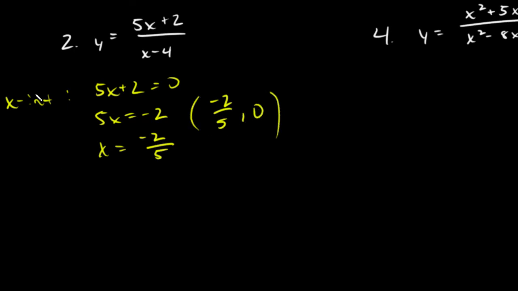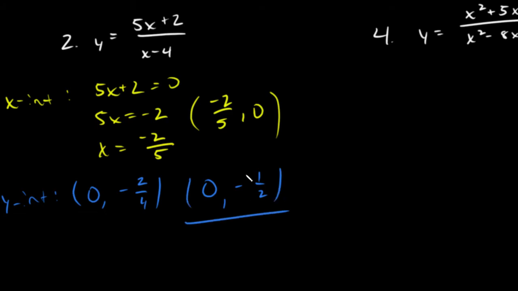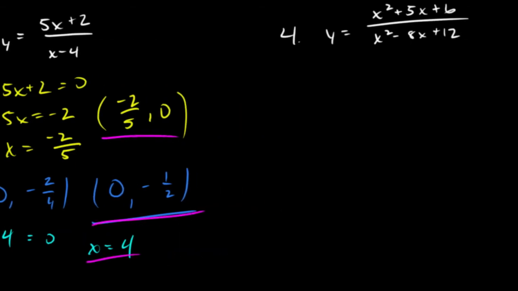0. Boom, done. Then light blue, y-intercept. That's your y-intercept right there, because when you plug in 0 for x, that would go to 0, this would go to 0, and so you'd have 2 over negative 4, which is negative 1/2. And then vertical asymptotes: that is setting the bottom equal to 0. Well, that's easy peasy. And then our answers.